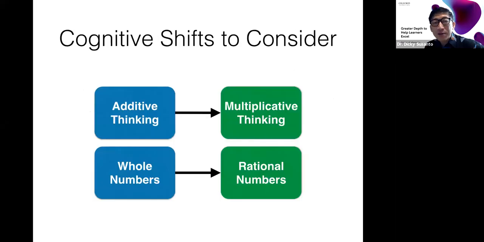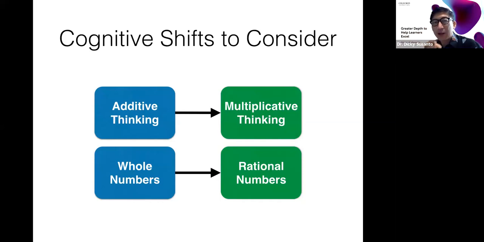Now, why are fractions very challenging? There are two particular reasons, because there's a shift in their cognition, in their thinking. Before fractions, everything is additive thinking. You're adding to it. How many more? How many less? You compare additively by addition or subtraction. But when you go to fractions, now it shifts into multiplicative thinking.